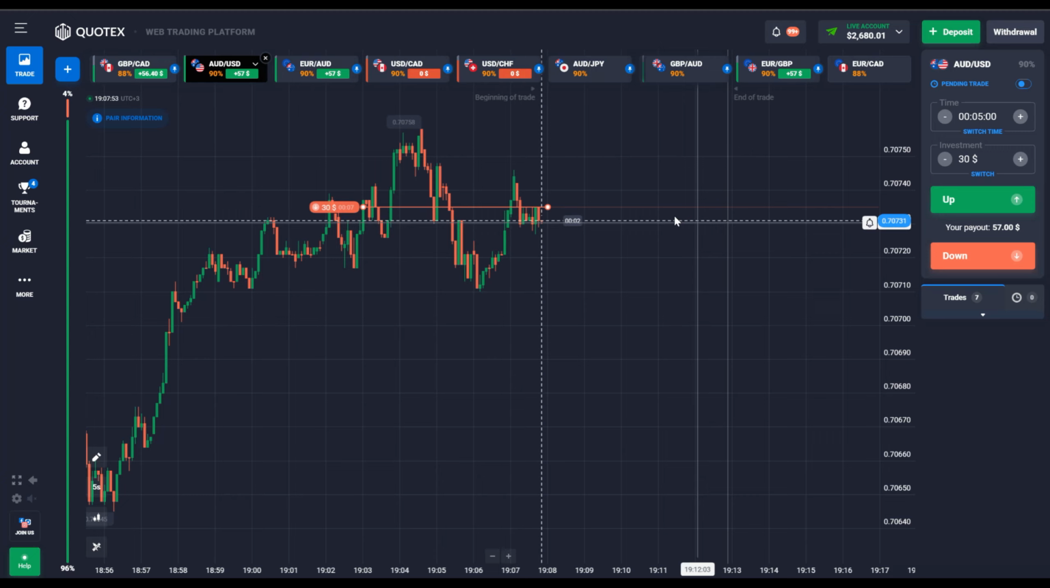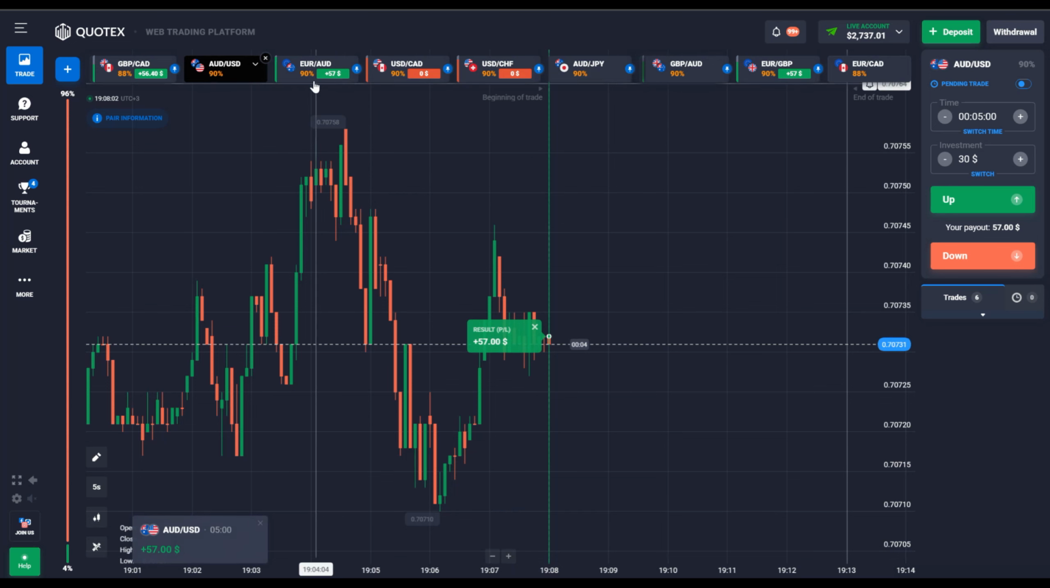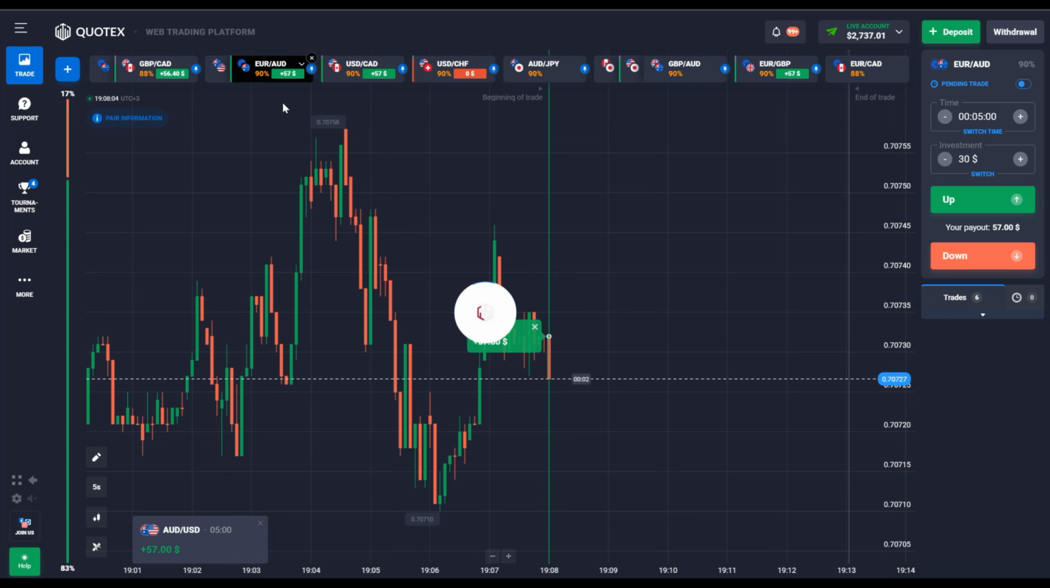Australian dollar, US dollar, the price is also very close to the entry point. 5 seconds, and it won't be clear until the very end how this trade will close. But it's also a win, after all. 3 out of 3 trades in profit so far.